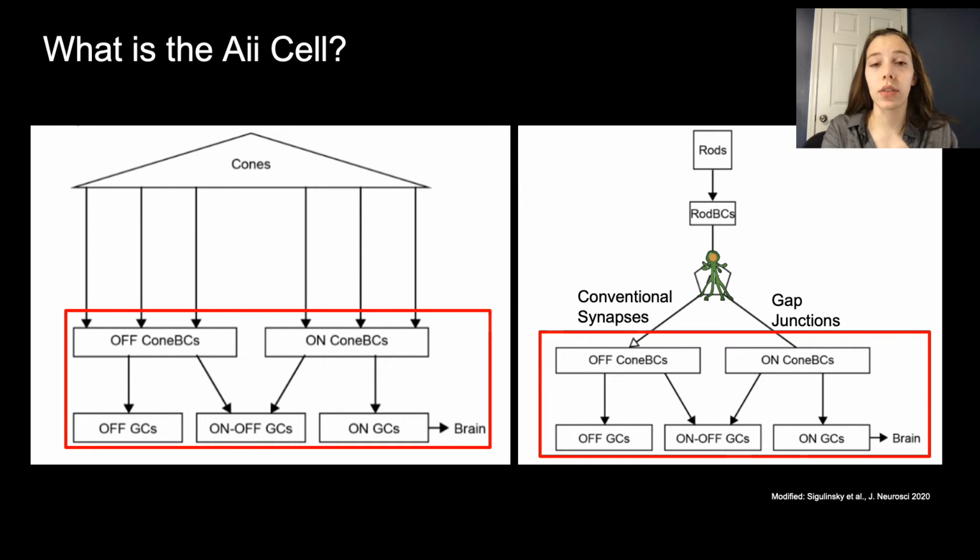It allows signals sent from rod photoreceptors to follow the same pathway as signals sent from cone photoreceptors when traveling to the brain. The A2 cell uses conventional synapses to communicate with off-cone bipolar cells, and it uses gap junctions to communicate with on-cone bipolar cells. These two types of output are the focus of my research.